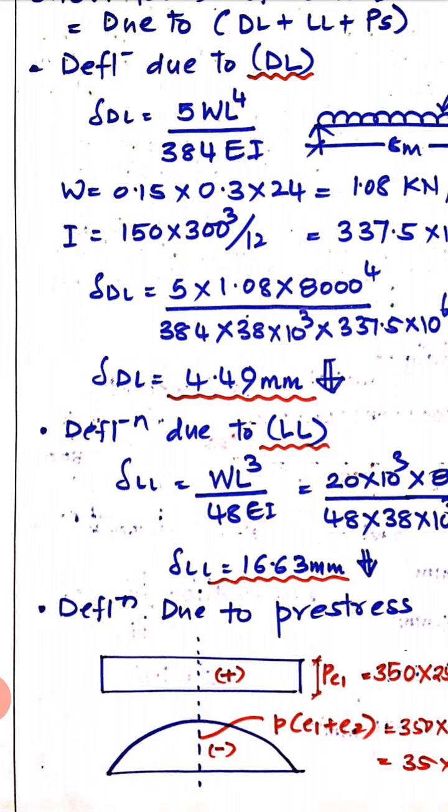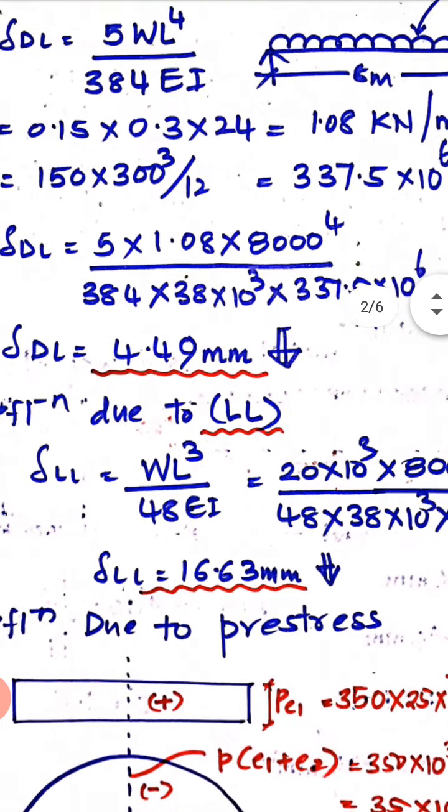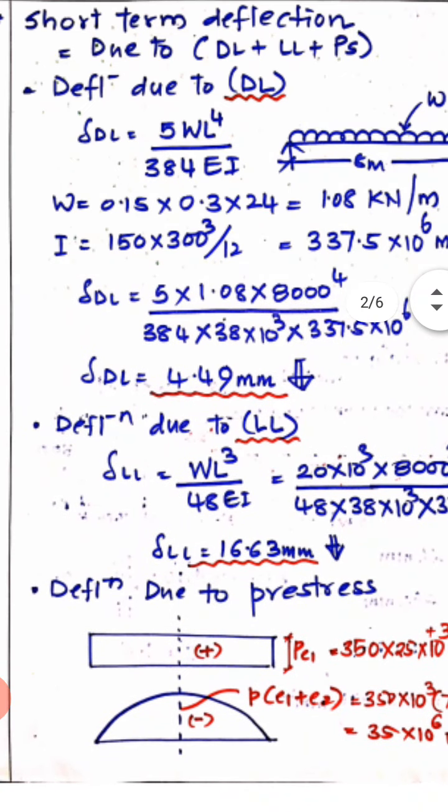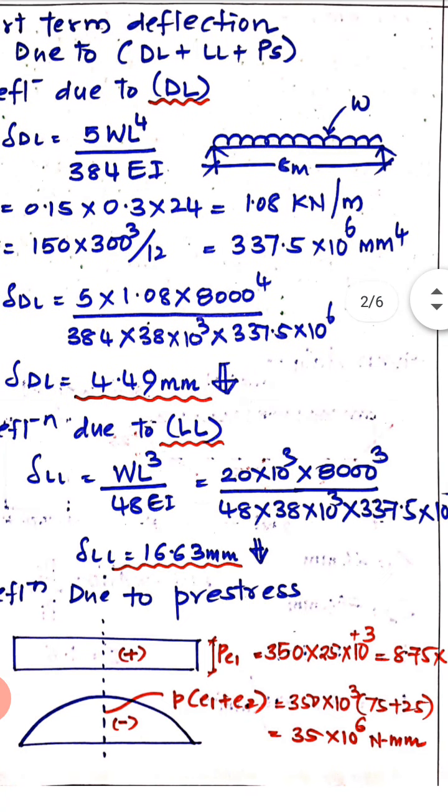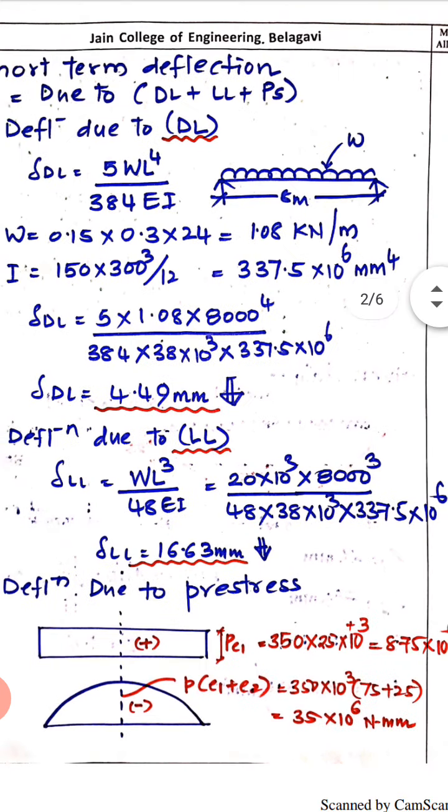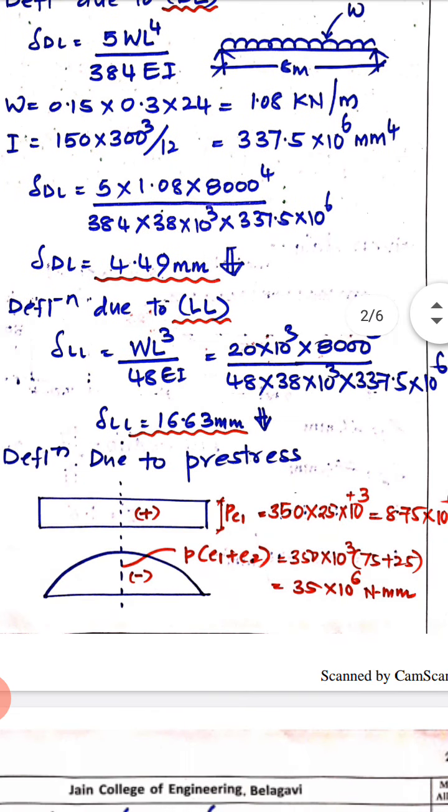Okay, and the arrow showing downward means it is positive, means the deflection is downward. Because of dead load, we have got the deflection as downward, and we have got the deflection due to live load. So for live load, it is a concentrated load at midspan. So the equation is, you have to go back and check the equations, okay, so that is WL cube upon 48 EI. So W is given 20. According to that we got the deflection as 16.63 mm, which is again downward.